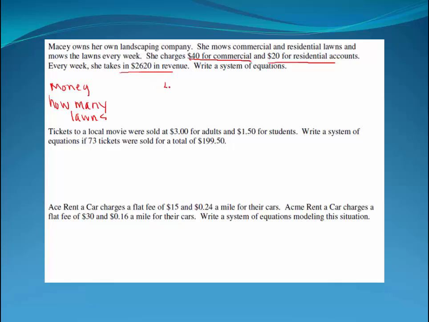The money one would be $40 for the commercial plus $20 for the residential equals a total of $2,620. So that's all a money amount here. So that's called standard form. You have both variables on the same side and your total over here. Now if you take the number of commercials plus the number of residentials, that will give us our total. And does it give us our total? Okay, I didn't see a total amount up there, so we're just going to go ahead and write that down.